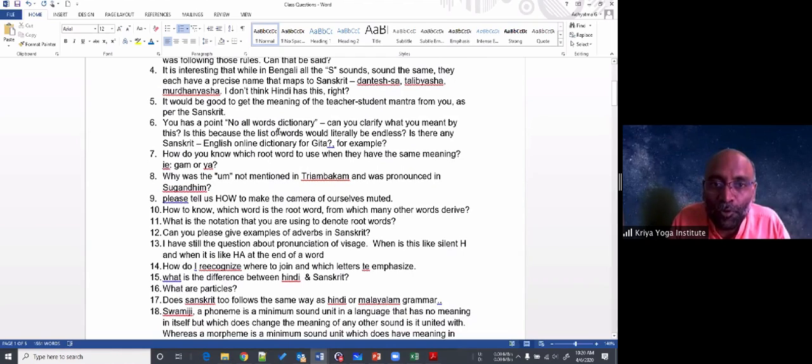You have a point, no all-words dictionary. Can you clarify what you meant by this? Is this because the list of words would literally be endless? Is there any Sanskrit-English dictionary online for Gita? So yes, that is the reason the word list would be endless. As I gave the example, the one word Rama in the nominal forms gives rise to 24 forms. But those 24 are not the only ones.